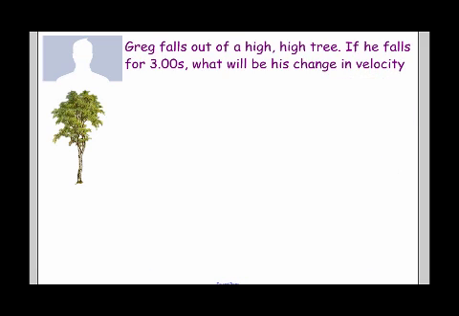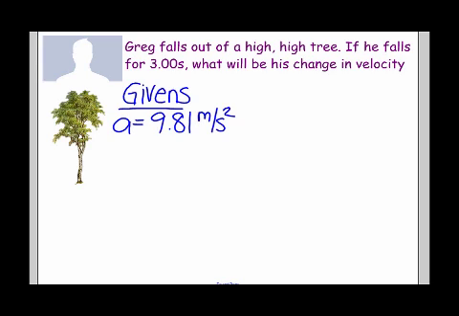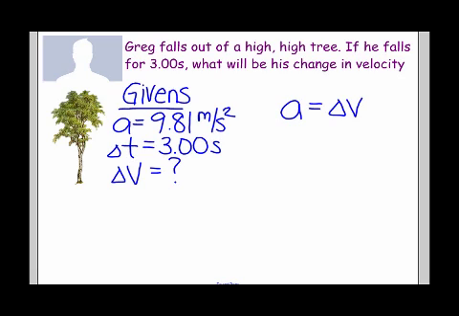So this time, if I write down my givens, I know acceleration is 9.81. Acceleration is always measured in a meter per second squared. I know the change in time is 3.00 seconds. So you can write that down. And I want to know what is his change in velocity. So we'll put a question mark there. So we'll start with the formula in its original version. A is change in V over change in T.